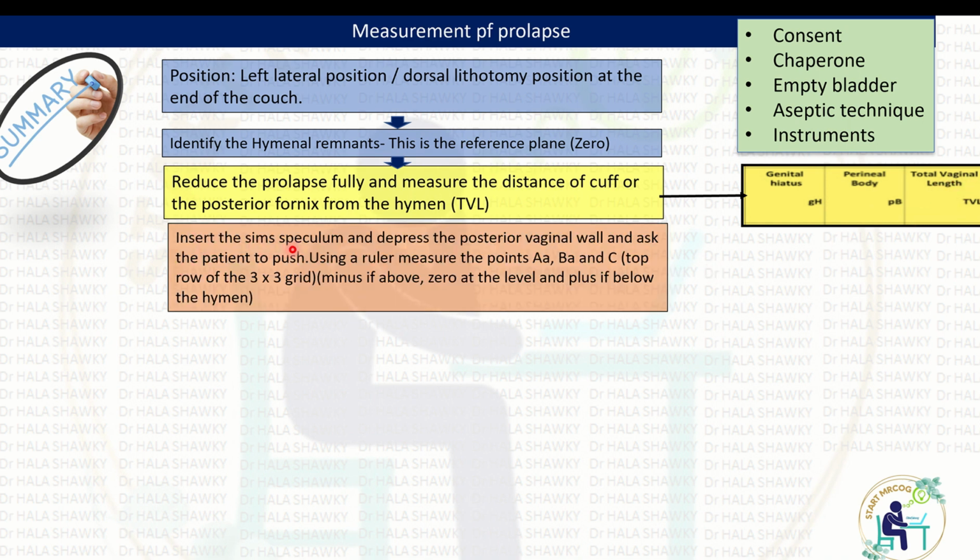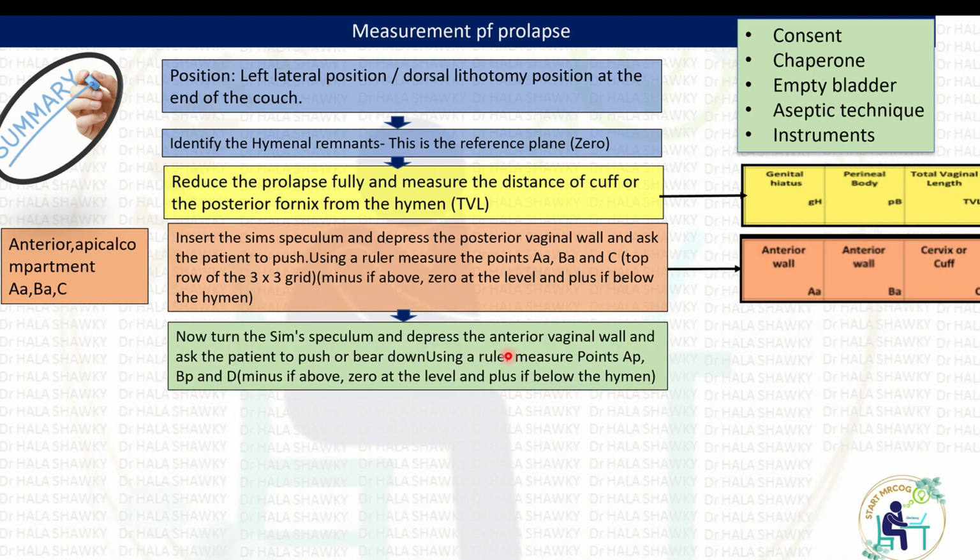Now we will insert the Sims speculum, depress the posterior vaginal wall and ask the patient to push. Use the ruler to measure the points AA, BA, and C. And then we will record on the top part of the grid, which represents the anterior wall prolapse, points AA, BA, and point C, which is the apical compartment.